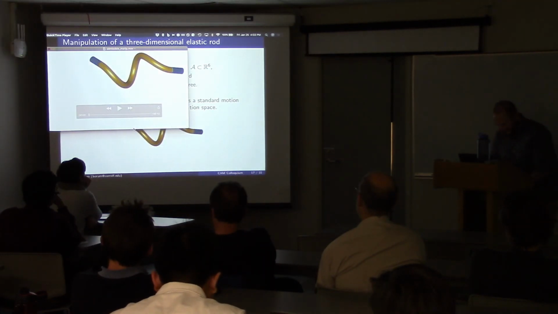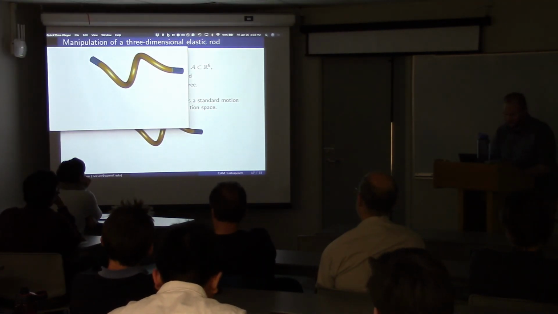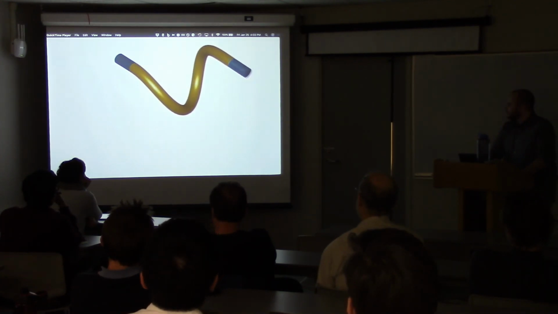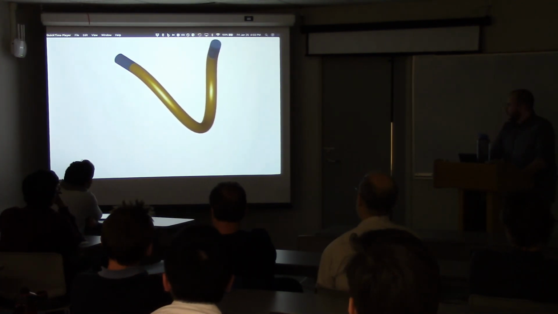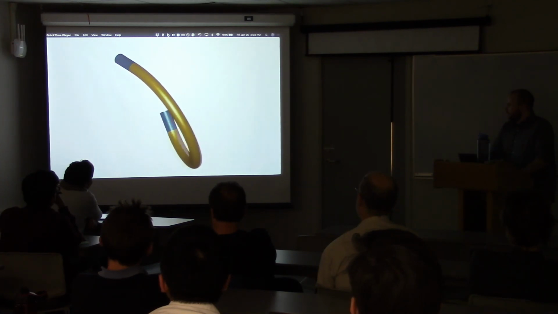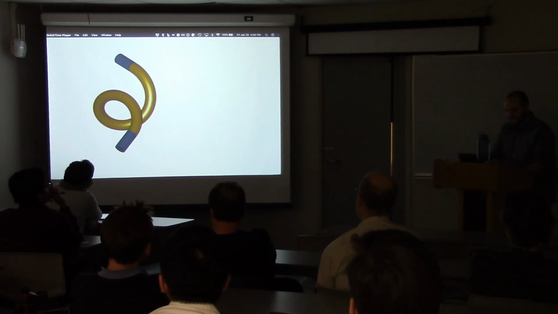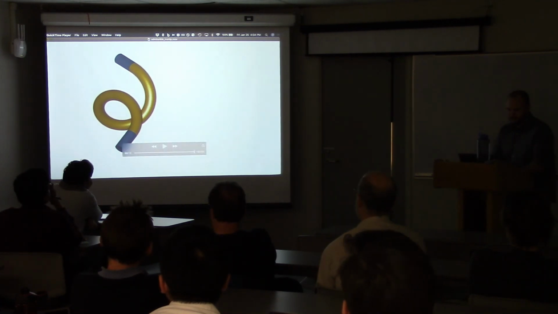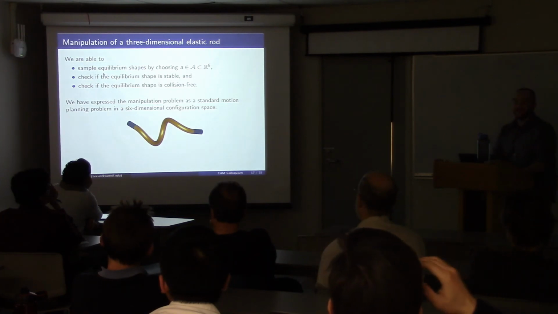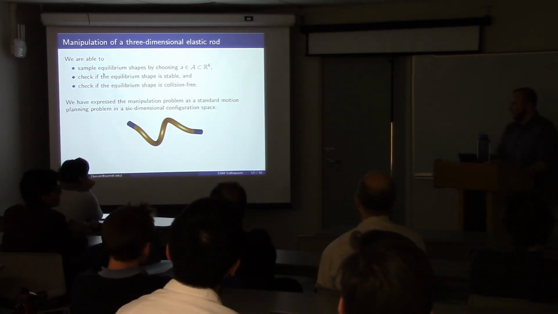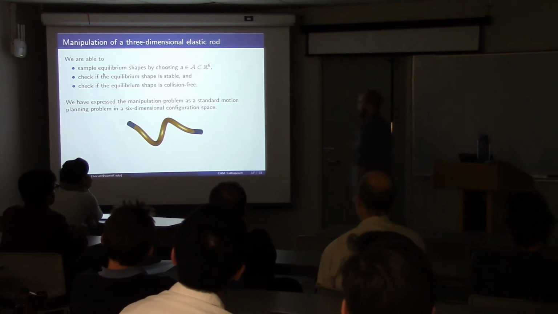So here's an example of a path we planned. Our starting shape, we're going to deform into our goal shape. So this is always stable and always collision-free. And this is done all just moving a single arm, so the second arm stays fixed. Yeah, so this one is staying fixed.